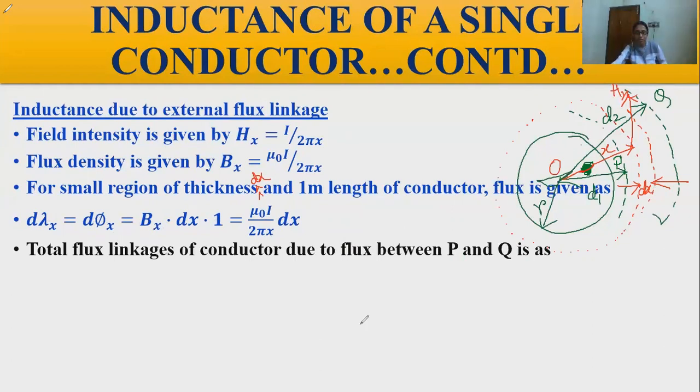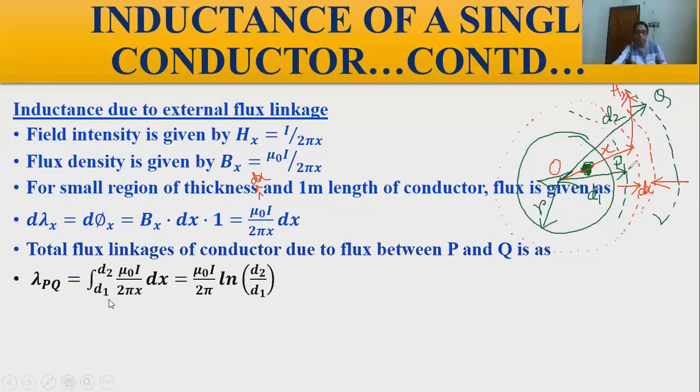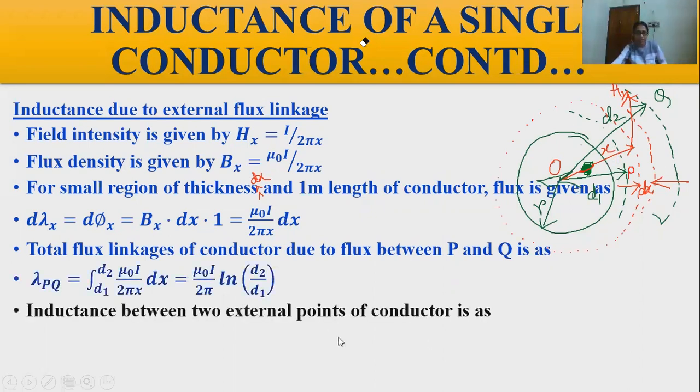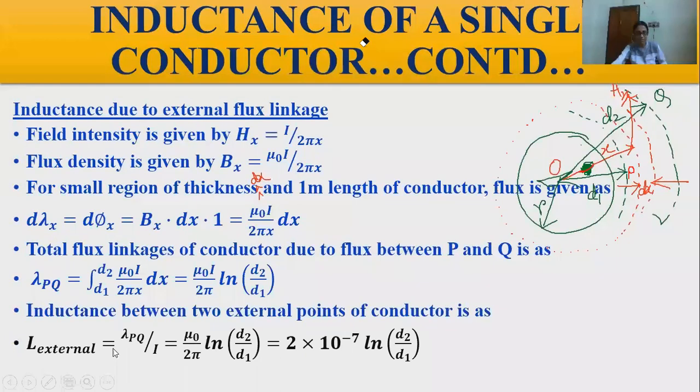So the total flux linkage of the conductor due to the flux between P and Q is written as lambda pq equals integration from D1 to D2 of mu naught I divided by 2 pi x into dx, that will give us mu naught I divided by 2 pi ln D2 divided by D1. And inductance between two external points of the conductor is L external equals lambda pq divided by I, that one is equal to mu naught divided by 2 pi ln D2 by D1.